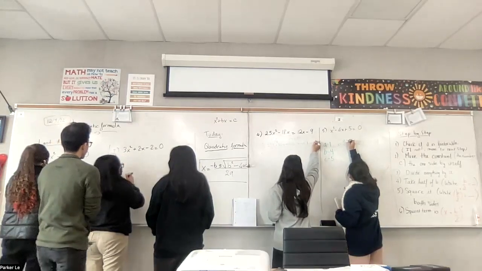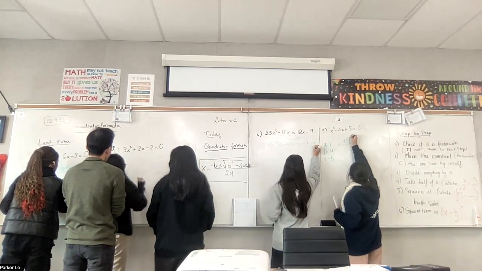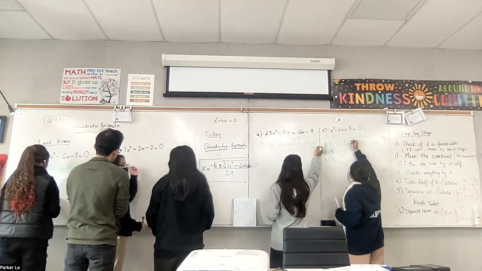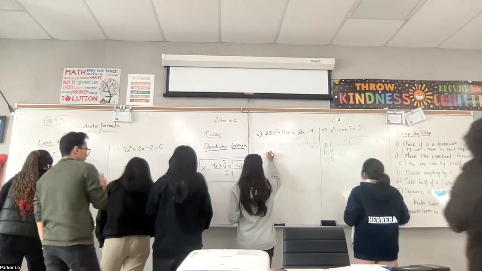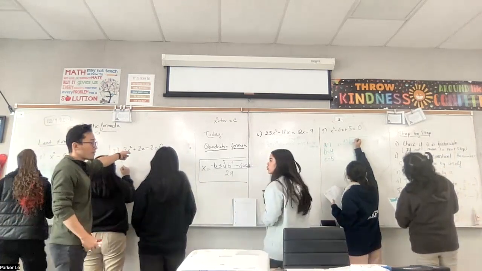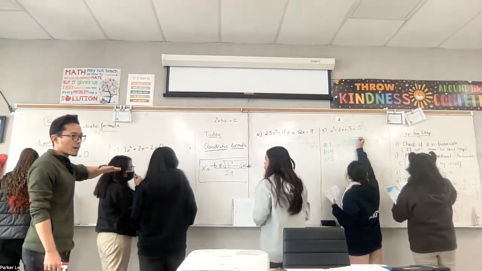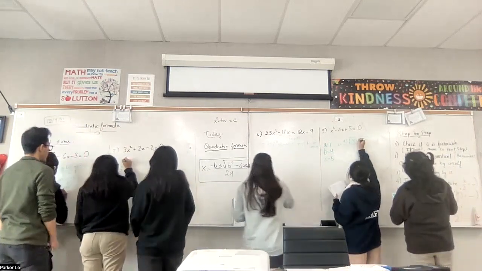What is A? Yeah, just write down ABC first. No, you only divide when you complete the square. Very good question. You only divide the number on the front when you do complete the square. For the quadratic formula, you don't divide it. Just keep it as it is.